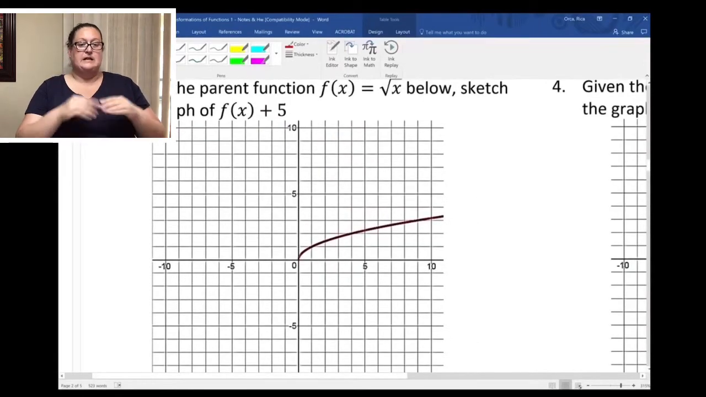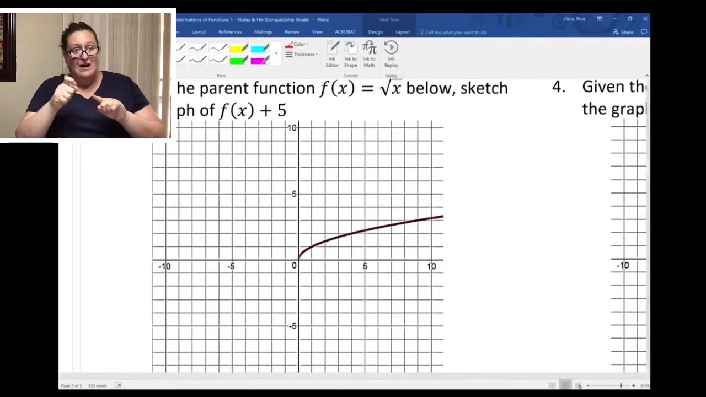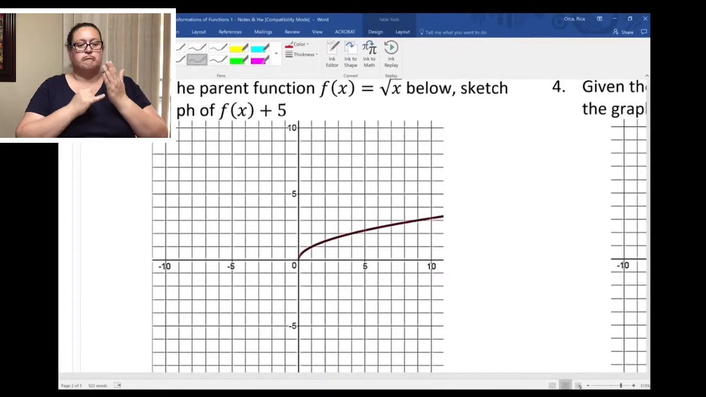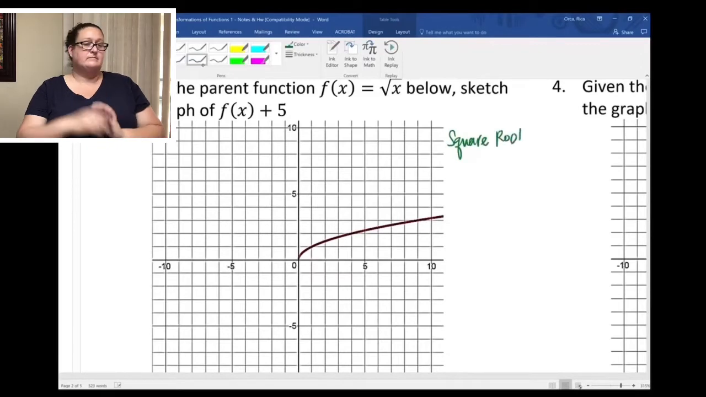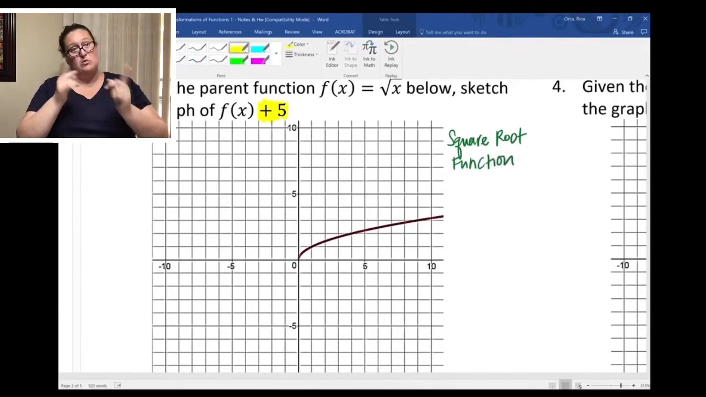Problem number 3. Given the parent function f of x equals the square root of x below, sketch the graph of f of x plus 5. So this is a square root function because it's a half curve. We have the plus 5 that's outside of our parentheses. This represents our k value, and with k we keep. And because it's positive, the graph is going to move 5 units up.